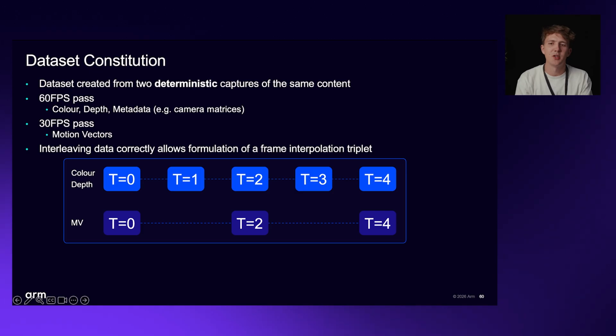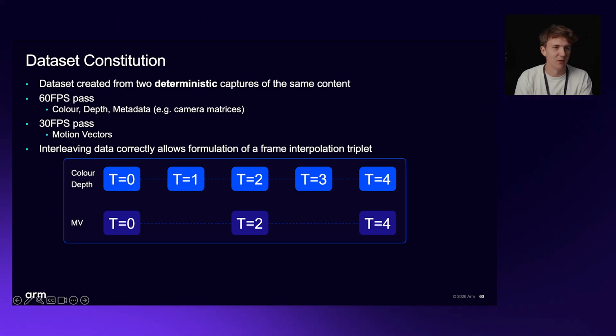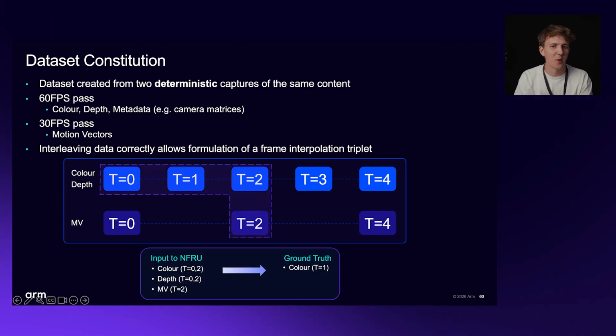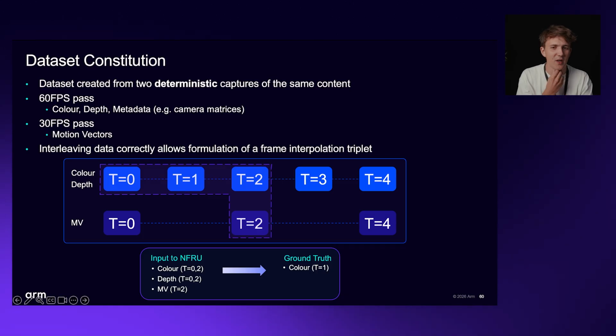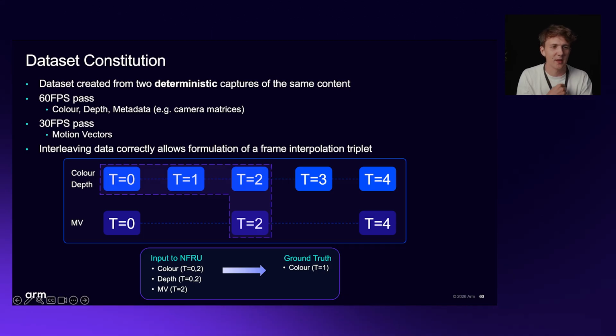So to train frame interpolation, we need the two input frames and then the real ground truth frame that occurs between them. We do this by running two deterministic captures of the same content. We capture once at 60 and then once again at 30. Because each capture is deterministic, the frames and the camera motion remain aligned between the captures. Each pass provides slightly different things. For the 60 FPS pass, we capture color, depth, and camera metadata at every time step, whereas the 30 FPS pass gives motion vectors, and they're produced at this lower render rate.